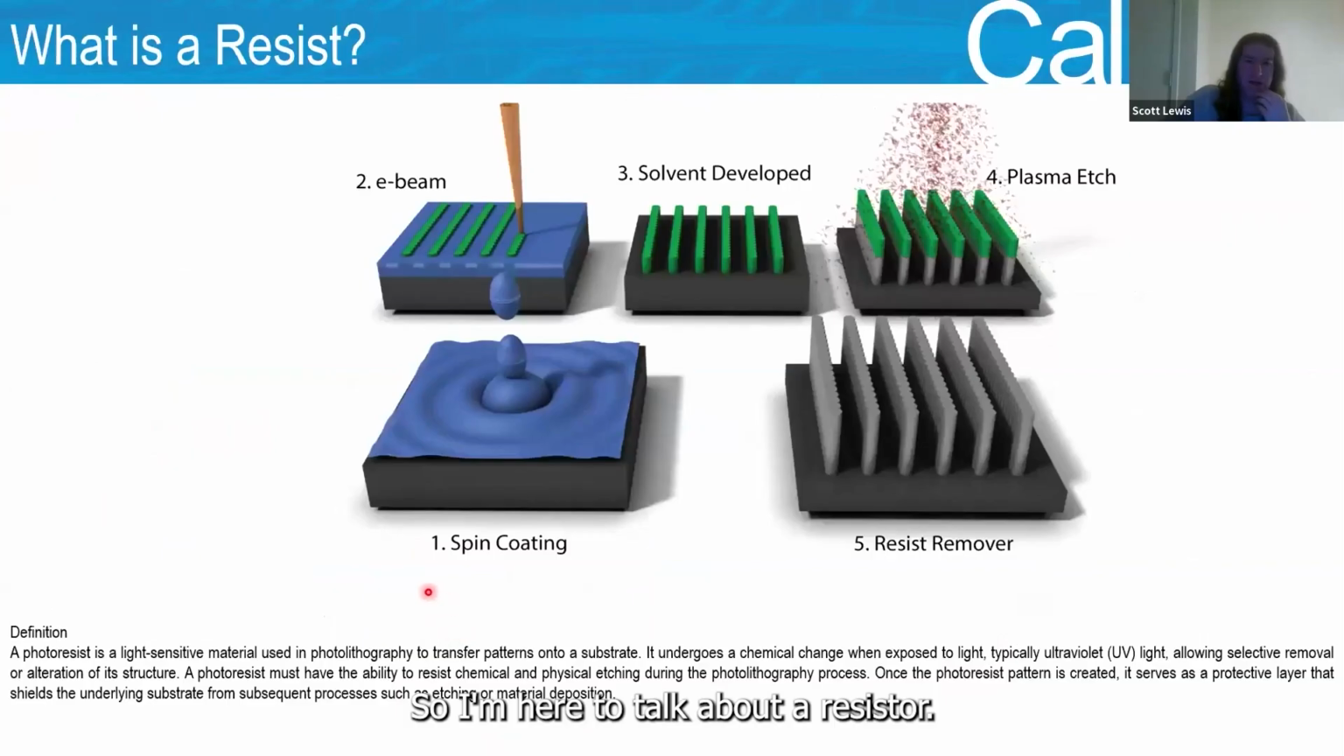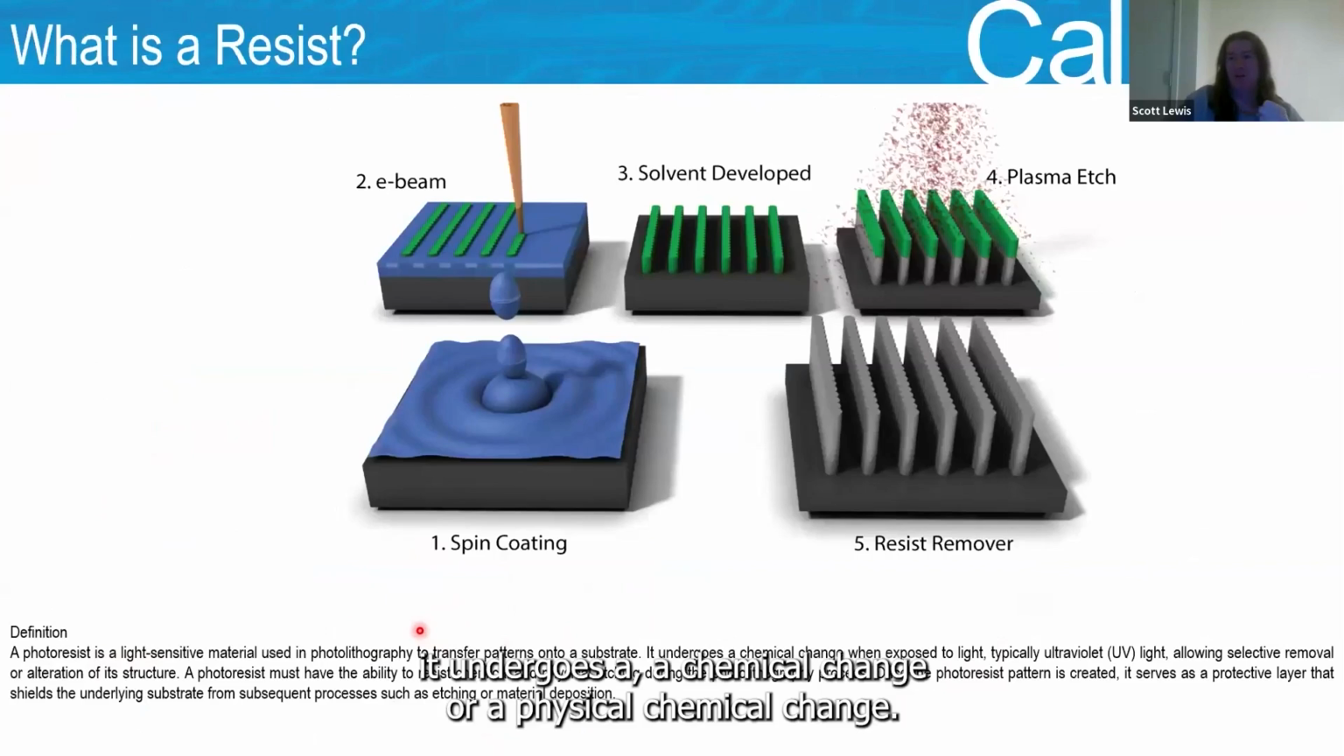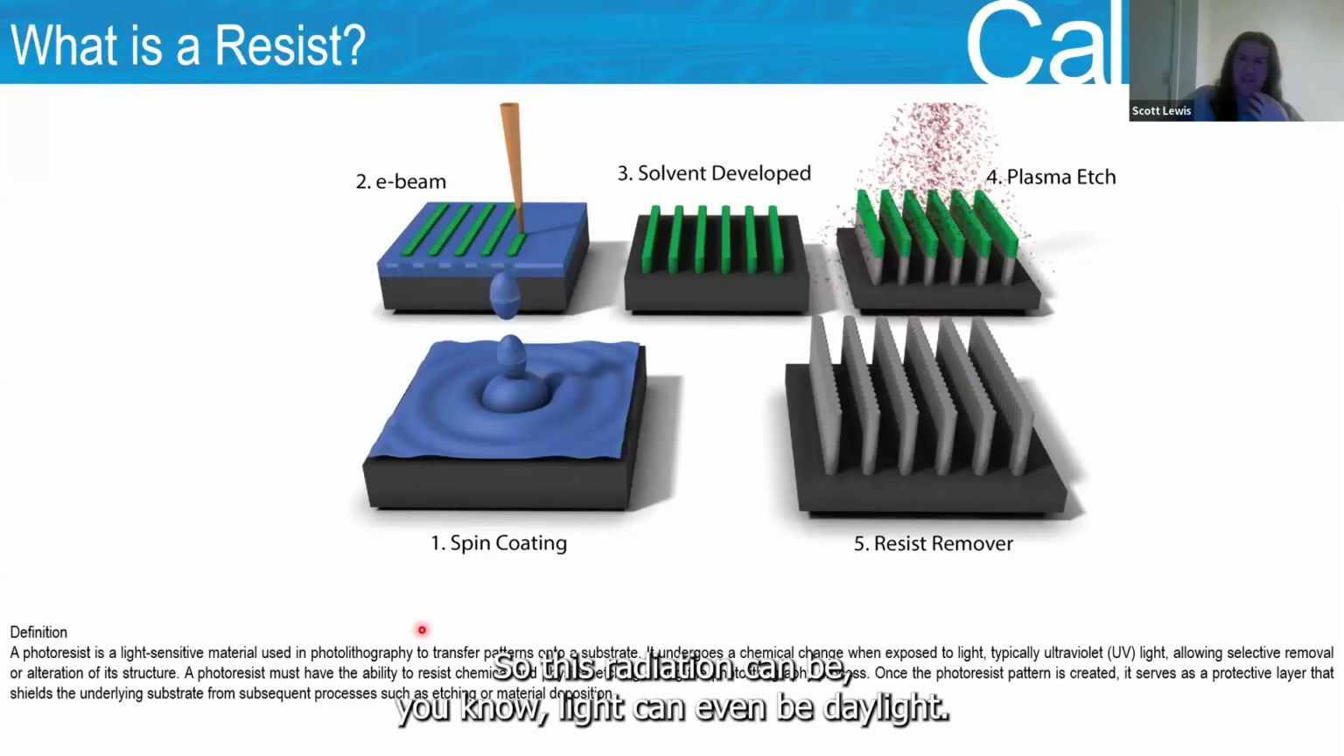So I'm here to talk about a resist. So what is a resist? You can read the definition. Essentially, it's a material that when you shine radiation or electrons, it undergoes a chemical change or a physical chemical change. Okay. So this radiation can be light.